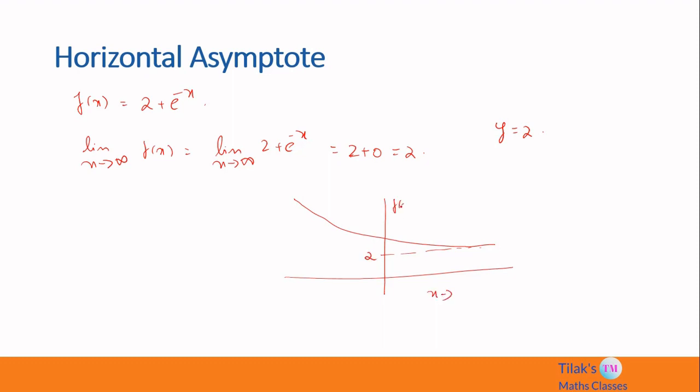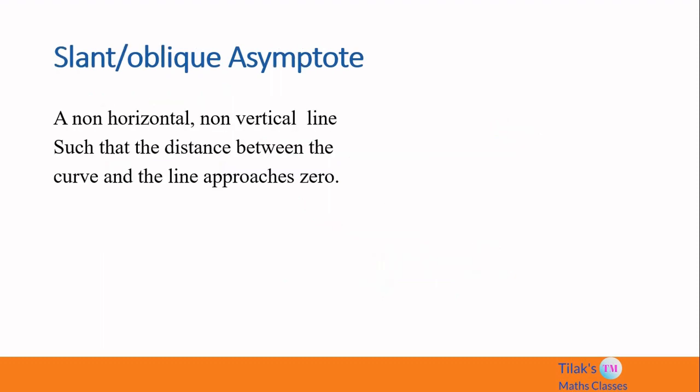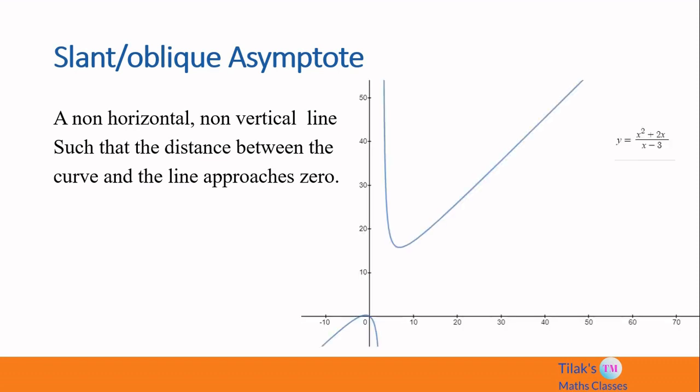This is the graph of the function. Now let us discuss an oblique asymptote. An oblique asymptote is a straight line which is neither horizontal nor vertical, such that the distance between the curve and the line approaches 0 as the curve approaches infinity. You can see the example here.